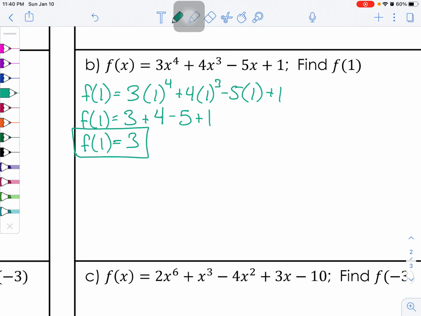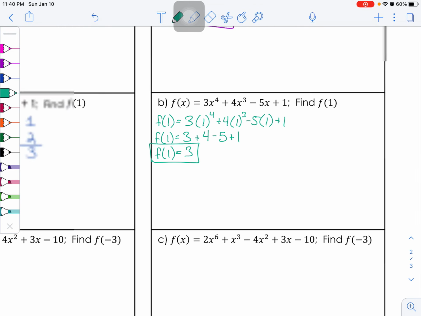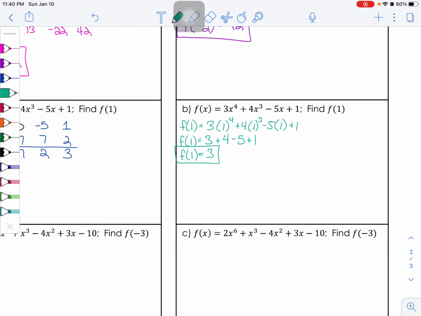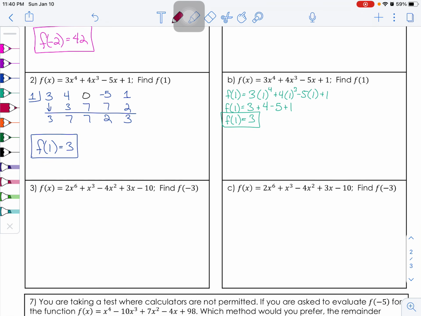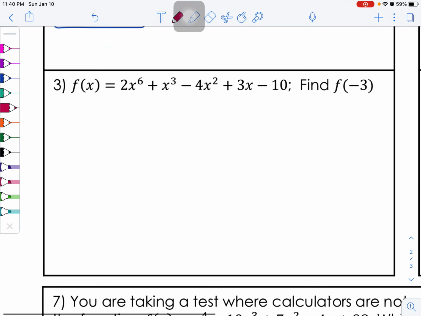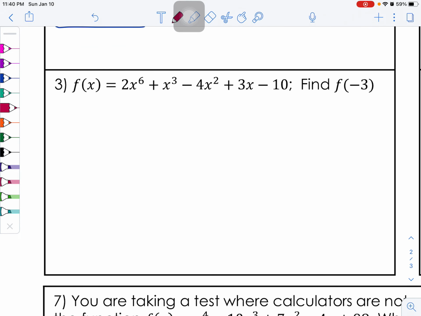All right. So in either case, for this particular one, I didn't need a calculator, but obviously if you have the ability to use a calculator for this problem, unless it says that you have to do synthetic division, in which case you've got to show me synthetic division. All right, last 2 problems that I'm going to do.